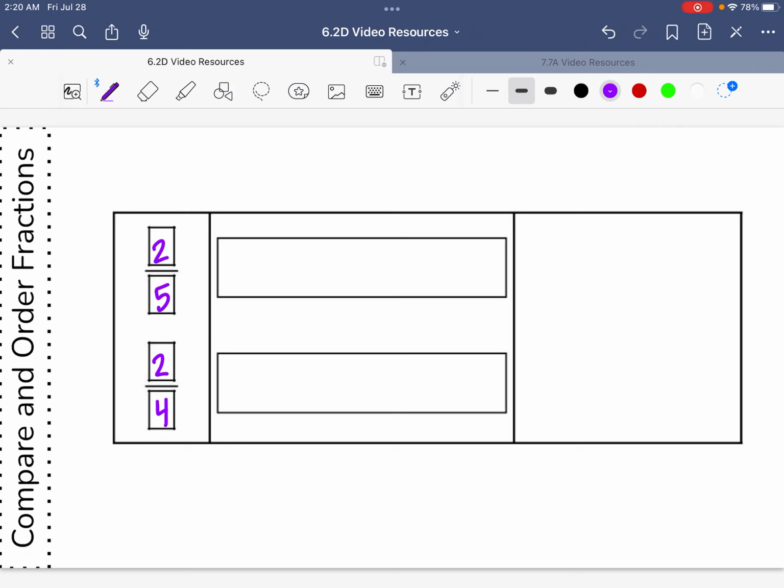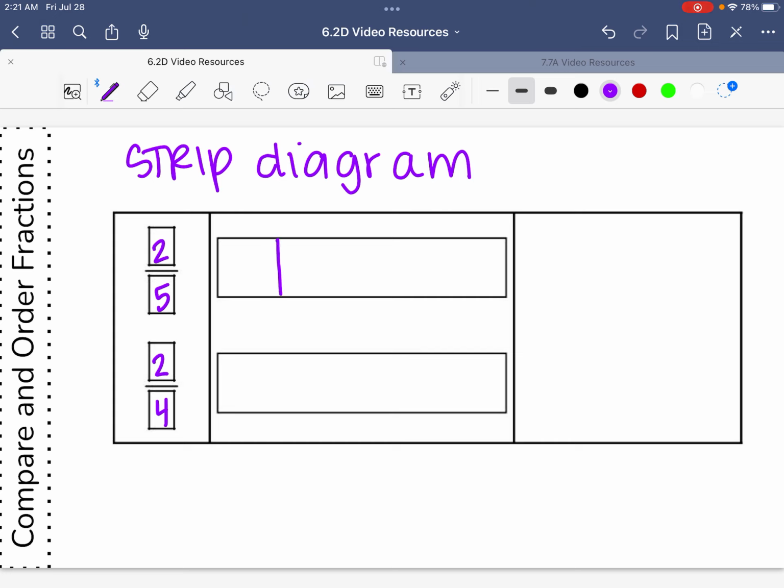The next strategy that we're going to look at is a strip diagram. This is very similar to our number line strategy, just in a different representation. So to model 2/5 in a strip diagram, I need to cut the whole strip diagram into 5 equivalent pieces. Notice I'm using the denominator to tell me how many total pieces I need to cut it into. So we have 1, 2, 3, 4, and 5.